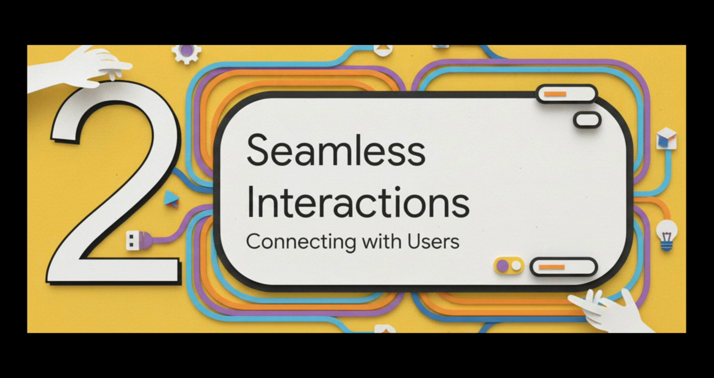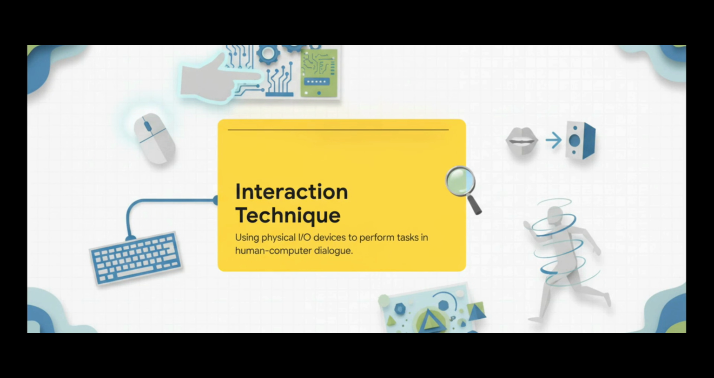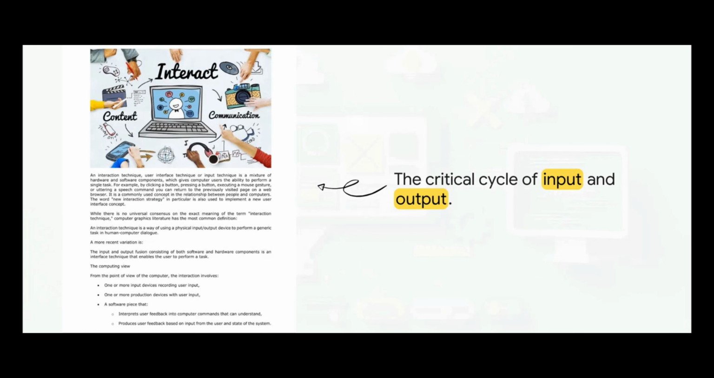Which brings us to Chapter 2, Designing Seamless Interactions. First, we have to understand what an interaction actually is. Essentially, this is the fusion of hardware and software that translates human intention into computer action. Whether you're using a traditional mouse on a GUI, your voice with a smart assistant, or using body gestures in 3D spaces, an interaction technique is just a way to execute a task in this ongoing back-and-forth dialogue between human and machine. And the core of this dialogue is the interaction loop.